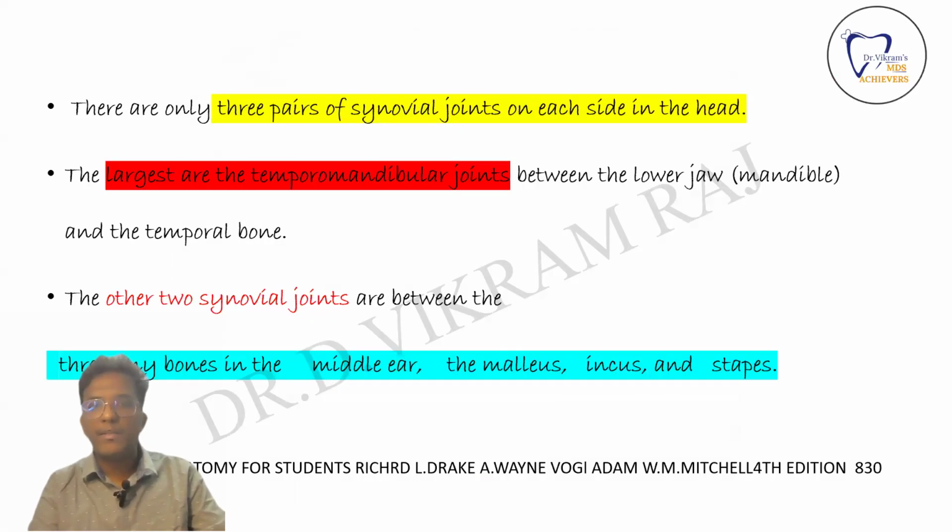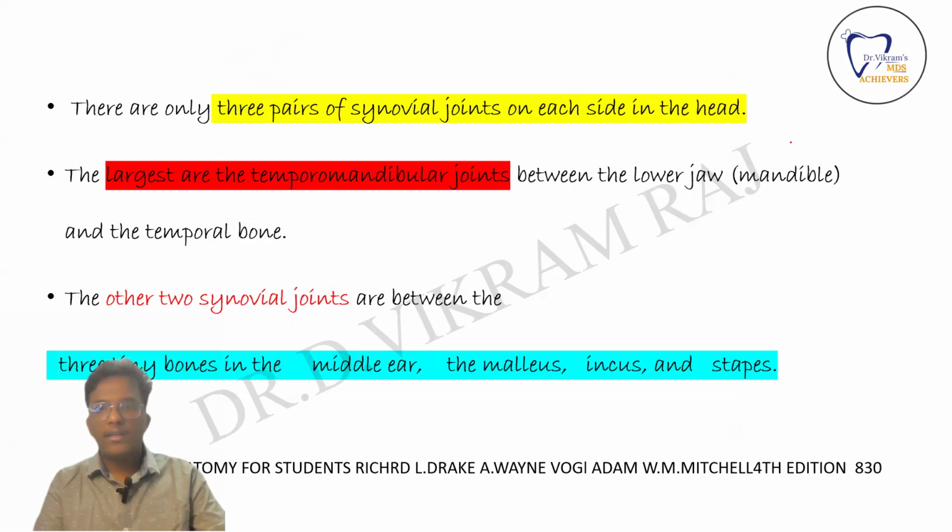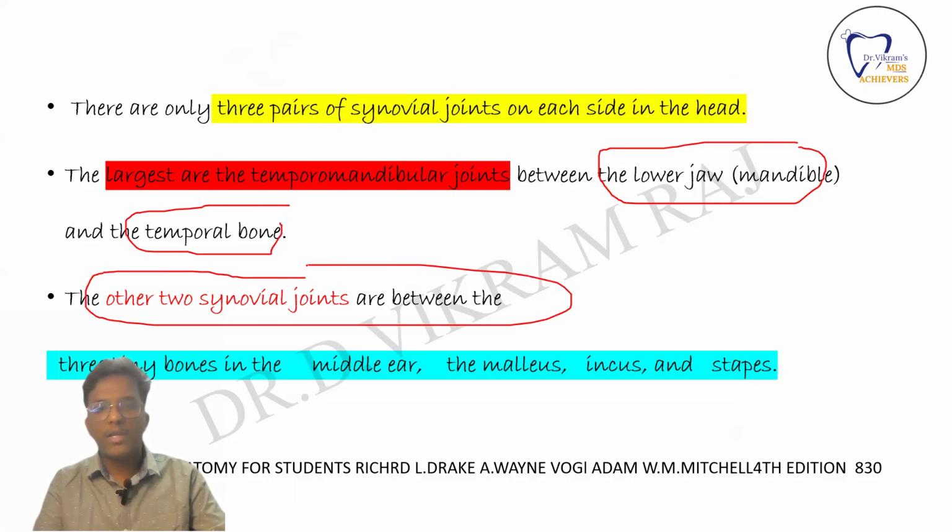Firstly, there are only 3 pairs of synovial joints on each side of the head, and the temporomandibular joint is the largest joint. It is attached between the lower mandible and temporal bone, and the other 2 joints are the synovial joints present between the malleus, incus, and stapes.